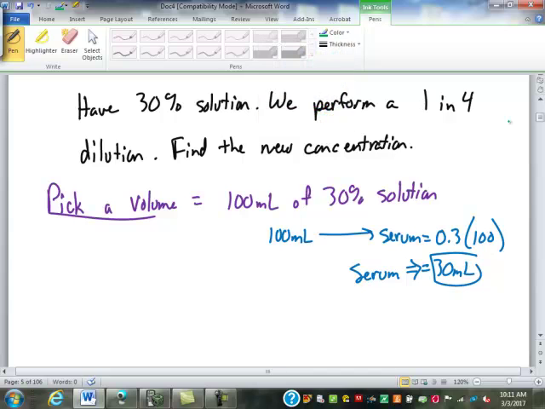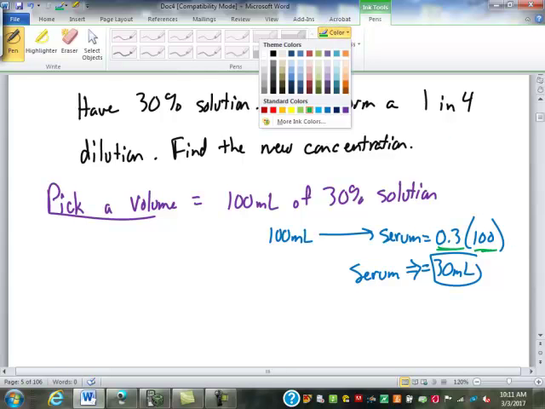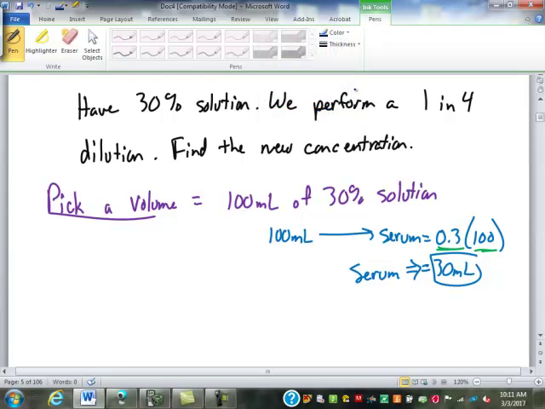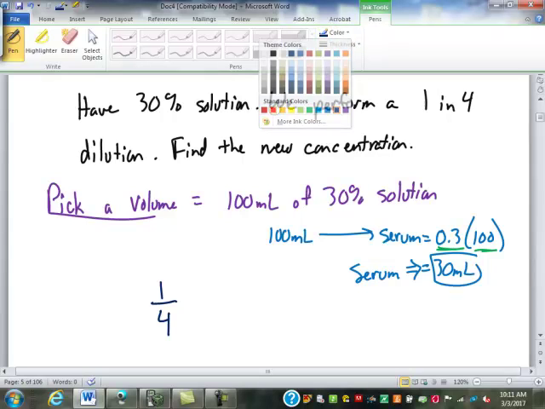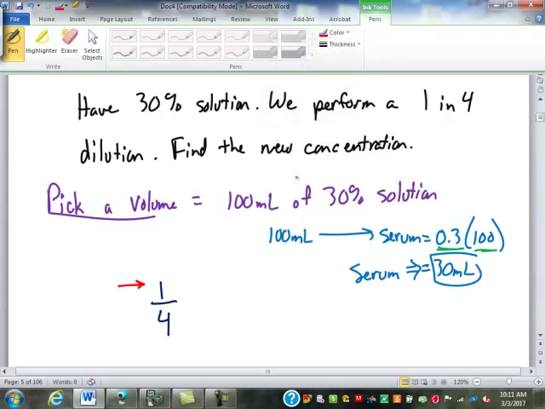So that's just a review from our last unit, where the amount of the active ingredient or the amount of medication is the concentration times the volume. So now let's look at our dilution here. We have that 1 in 4 dilution. And the 1 is the serum, but not the actual amount of serum. The 1 here is the concentrate. So in this case, the 1 is the 30% solution. And the 4 is still the parts of the total solution.